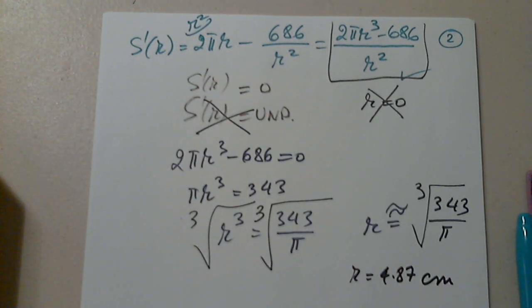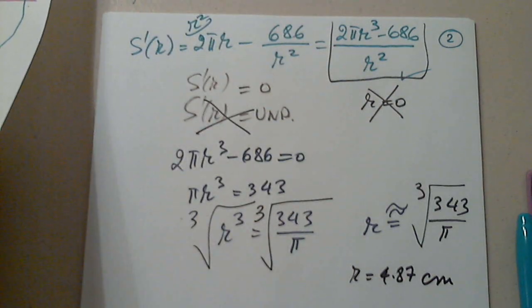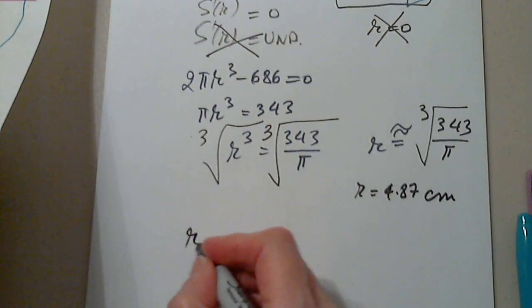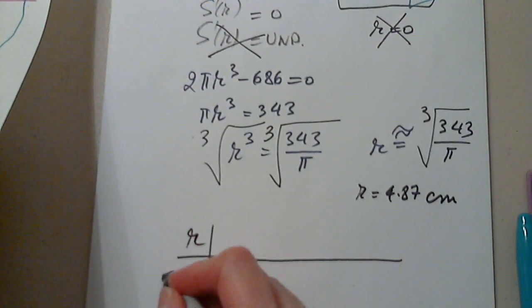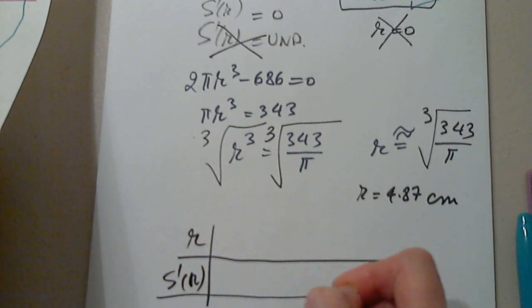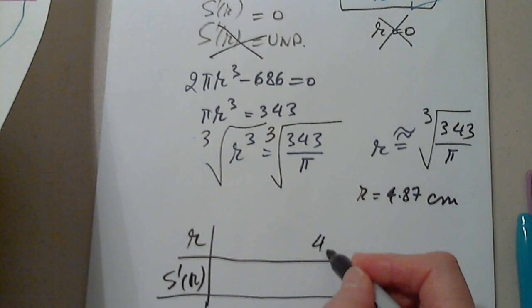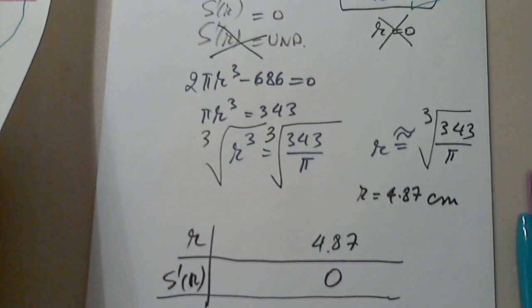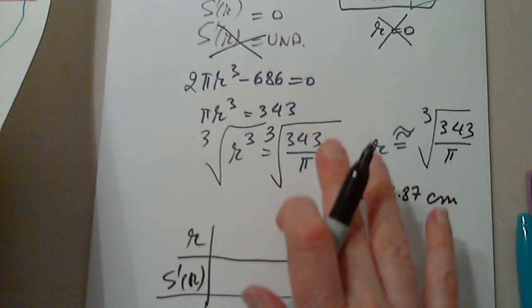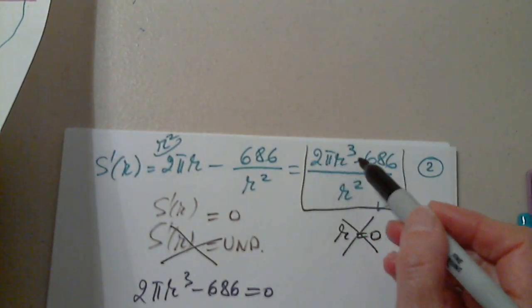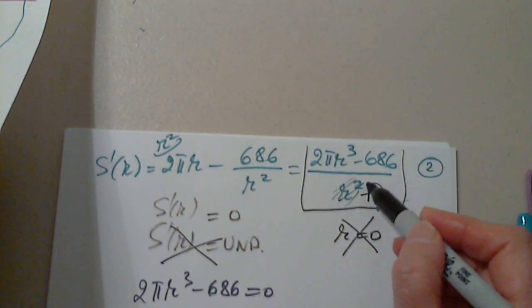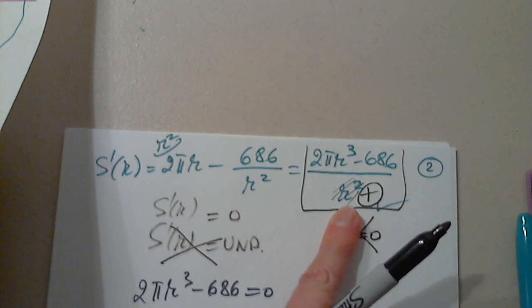Is this going to give a minimum surface area? I have no clue. But I learned in calculus that this is very easy to figure out, by studying the sign of this, not this, because this is always positive. I will not waste my time with r squared.